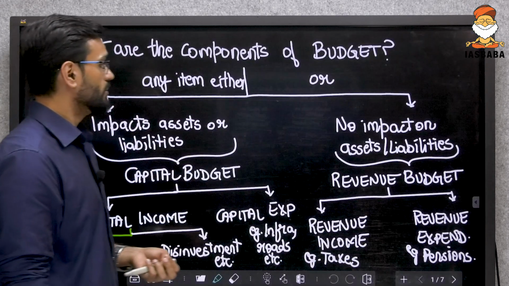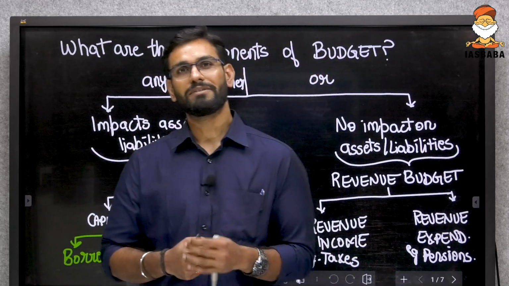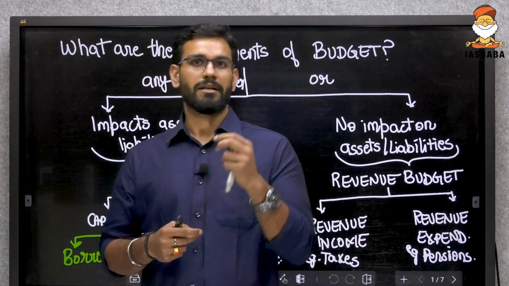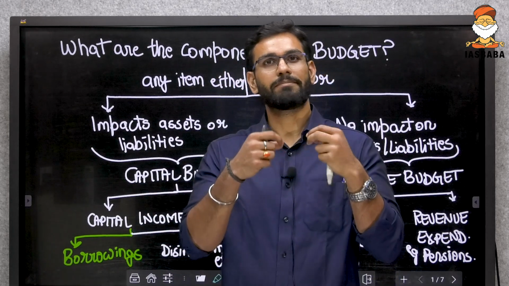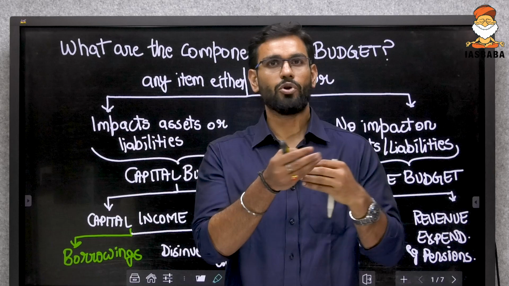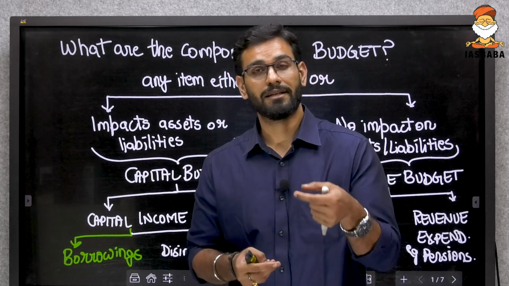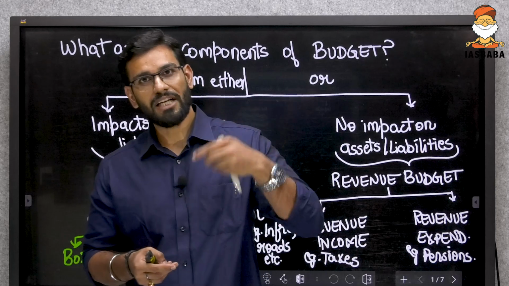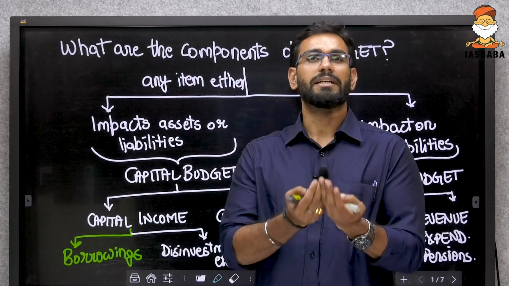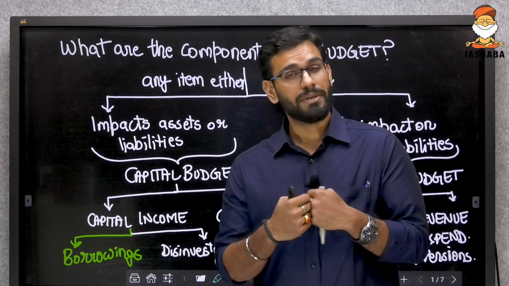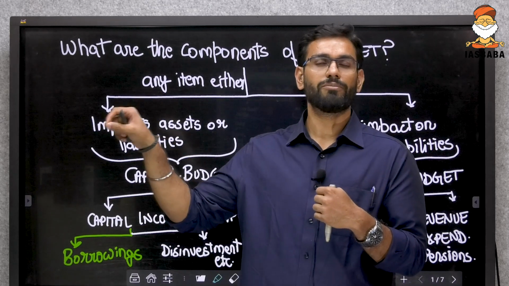Let's start. First and foremost, what are the parts of the budget? When we talk about the parts of the budget, any expenditure or income that the government takes can either impact its assets or liabilities, or it will have no impact on assets or liabilities. What is an asset? Anything that causes a cash inflow into your pocket. For example, building infrastructure. What is a liability? Anything that causes a cash outflow from your pocket.